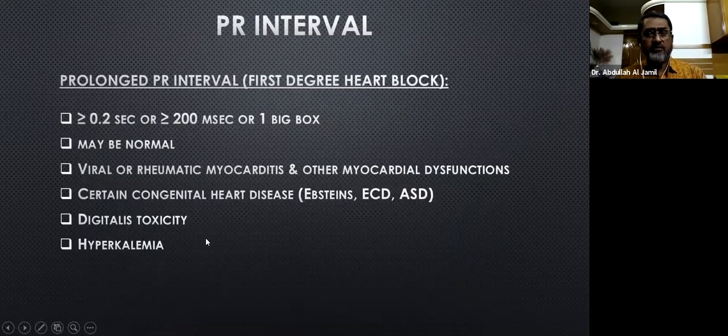Now the PR interval abnormality. Prolonged PR interval, that is first degree heart block, is usually more than 0.2 second, or more than 200 milliseconds, or one big box. This may be normal in some children. Viral or rheumatic myocarditis and other myocardial dysfunctions cause this. Certain congenital heart diseases like Epstein's anomaly, endocardial cushion defect or atrial septal defect may be the cause. Digitalis toxicity and hyperkalemia.